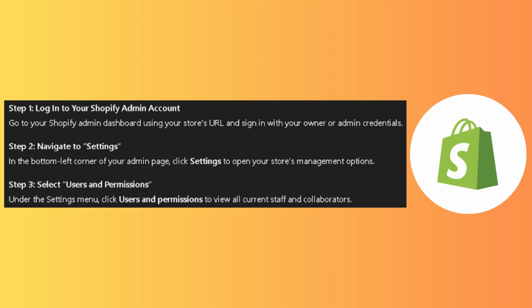Navigate to Settings. In the bottom left hand corner of your admin page, click Settings to open the store management options. Select Users and Permissions. Under the Settings menu, click Users and Permissions to view all current staff and collaborators.